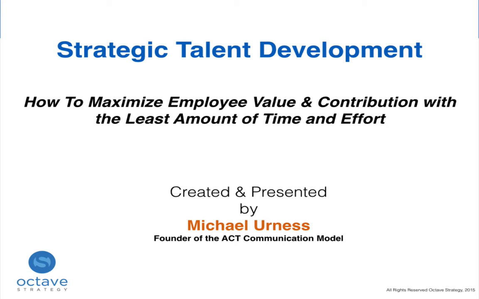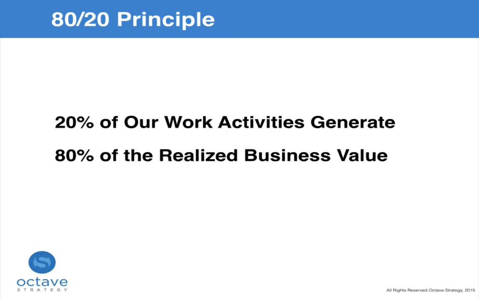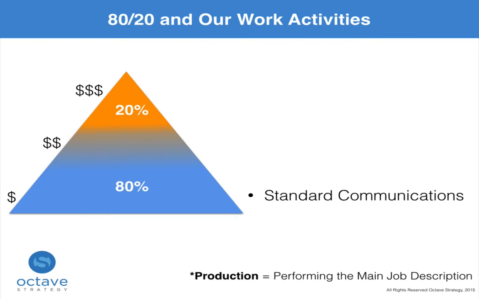To do this most efficiently, I like starting with Pareto's 80-20 rule. So that being said, 20% of our work activities generate 80% of the realized business value. And that probably sounds like it makes sense because we oftentimes think in Pareto's principle. But I want to be clear that we're not that clear on this 20% and this 80%. Let's take a look at what these 80 and 20% activities are.